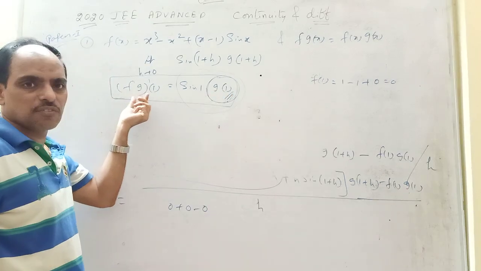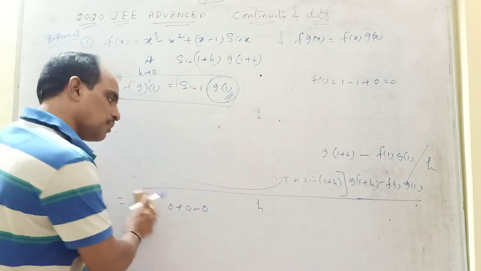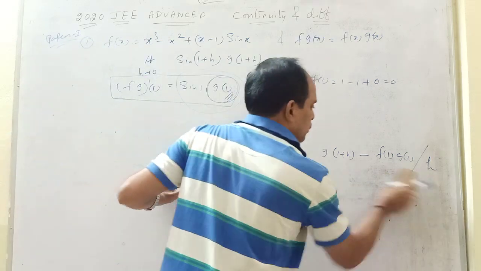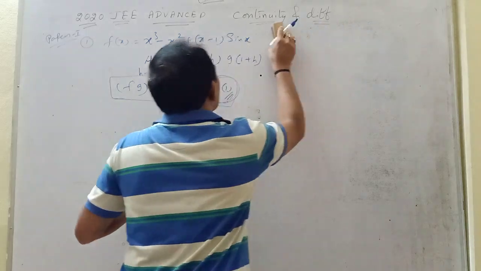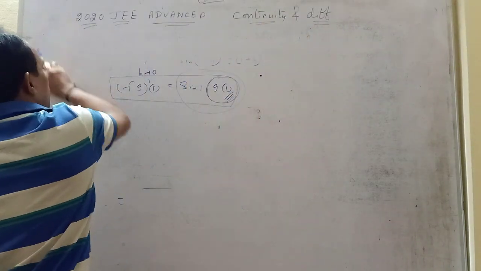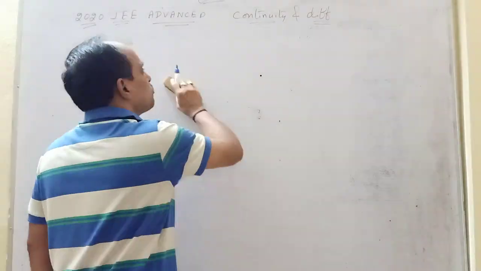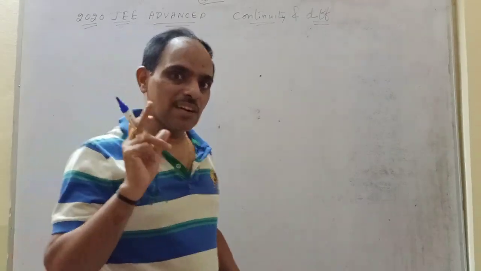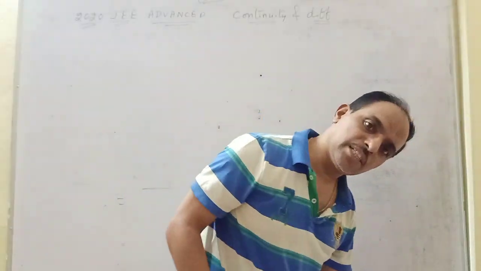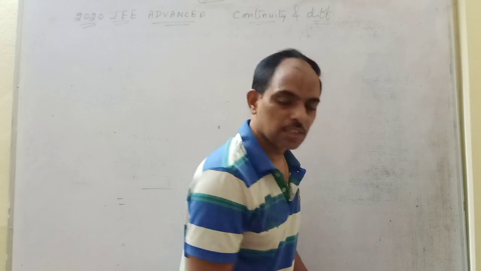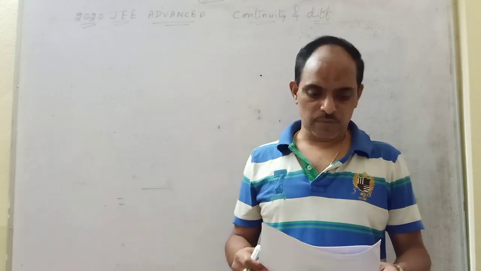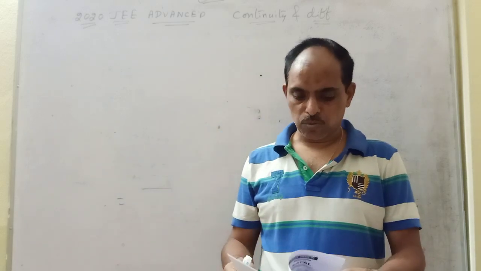Now fg dash of x, we will get some finite value. Now it is also differentiable. So it depends on g of 1. That's why differentiability and continuity depend on g of 1. If it is continuous, the total function will be continuous. So that is the question that was given in paper 1. Now let us move to the paper 2 question.